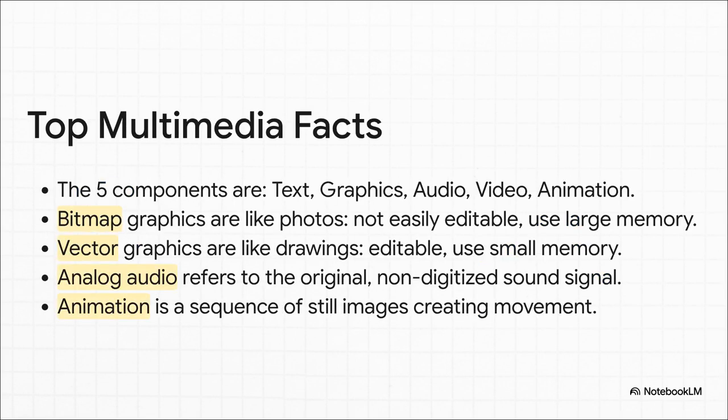And for multimedia, here are the critical points. Know the 5 components. Remember, bitmap is like a photo, vector is like a drawing, analog audio is just the original sound signal, and animation is just a bunch of still pictures moving fast. Getting these down will really give you an edge.